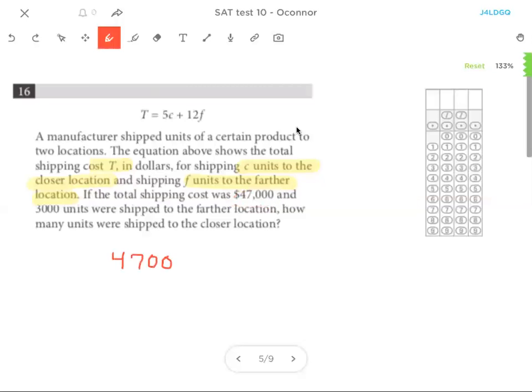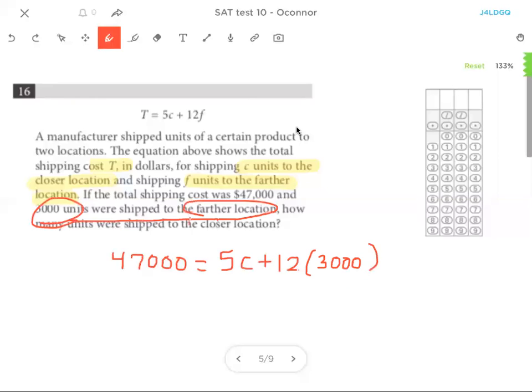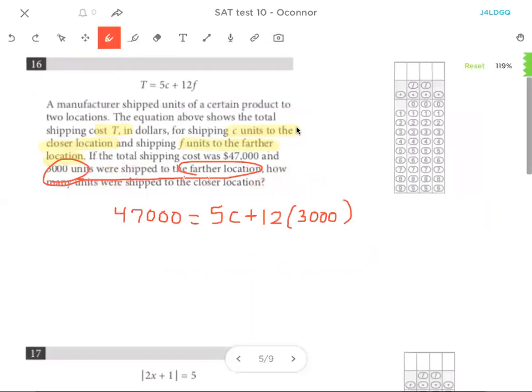So 47,000 is equal to 300 units were shipped to the farther location. So that's F. And then it says how many were shipped to the closer location. That's C. So we're trying to solve for C. So I'm going to write 5C plus 12 times 3,000 were shipped to the farther location. So 12 times 3,000. Once we get to here, this is a pretty manageable algebra question, but just making sure we plug things into the right spot.